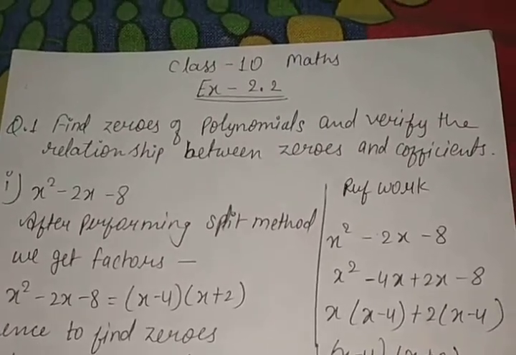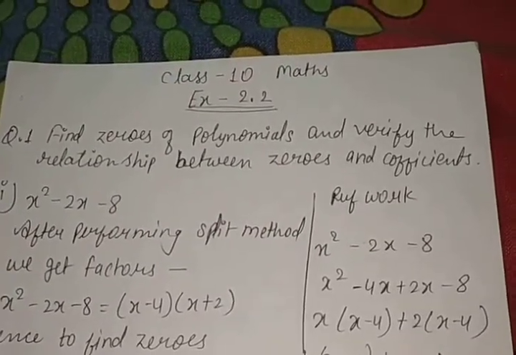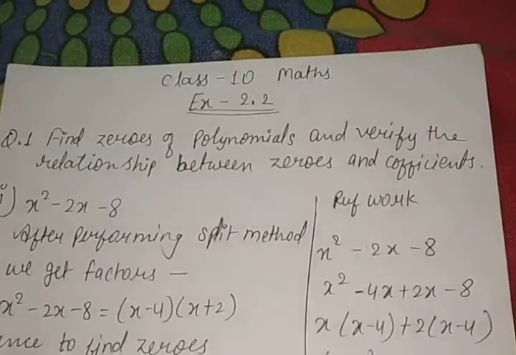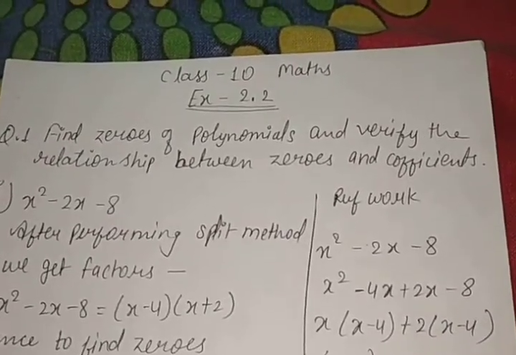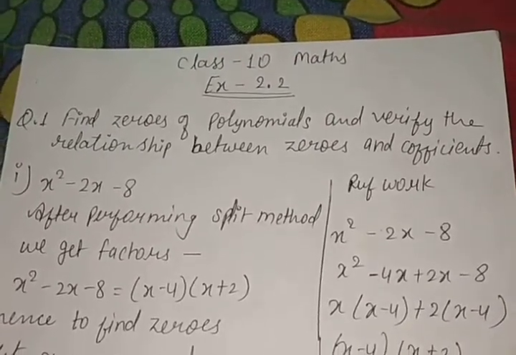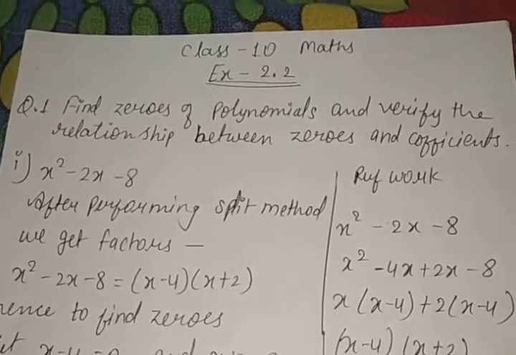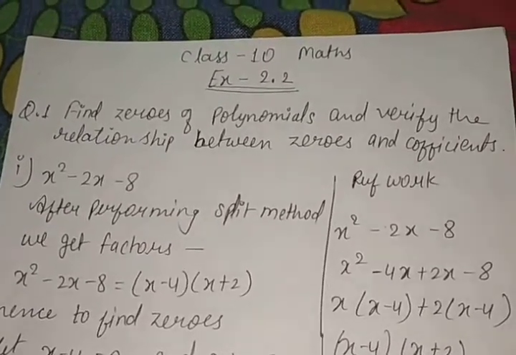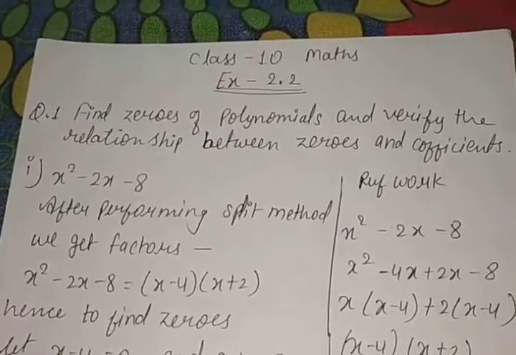In this exercise, our first question is find zeros of polynomials and verify the relationship between zeros and coefficients. In class 9th, you have studied about zeros and coefficients. For a general introduction, zeros are the values of the variable of a polynomial which make the whole equation equal to 0. That's why those values are known as zeros.